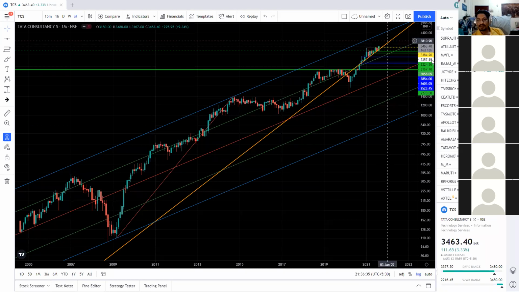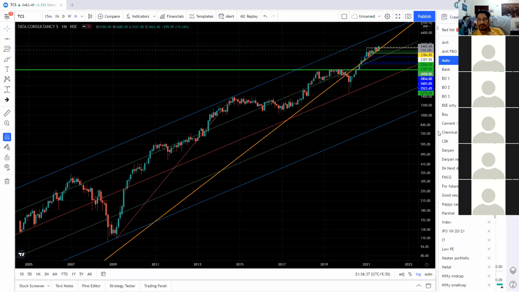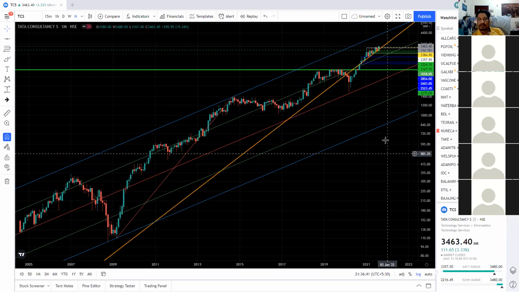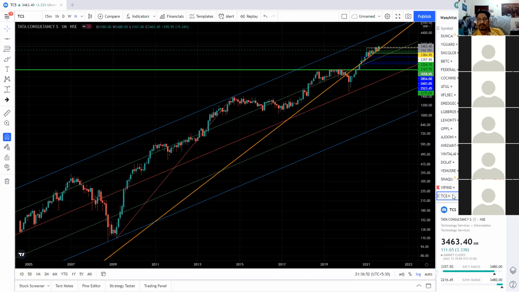Okay. One more thing is there on the top. It is showing replay after the alert. I have never used this one. It is not useful for us. At the upper templates, then alert comes, then replay comes. Replay. I don't know how to play this one. I never used it.